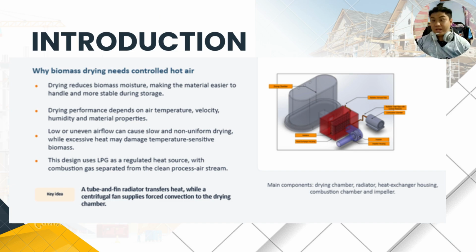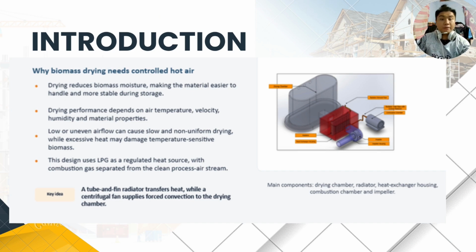Biomass drying is an important process because it helps reduce the moisture content in biomass. When the moisture is reduced, the biomass becomes easier to handle, store, and use. However, the drying process must be controlled properly. If the airflow is too low or uneven, the drying process becomes slow and may not be uniform. On the other hand, if the temperature is too high, it may damage temperature-sensitive biomass materials.